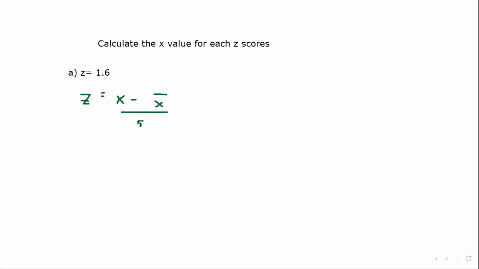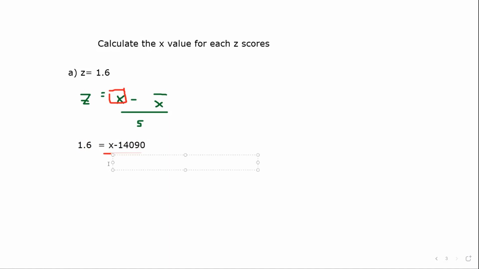Now, what we were doing in A and B was we had these three values on the right. We were looking for z. This time, we're going to have a z-score, a mean, a standard deviation, and we're going to be looking for this x here, okay? So in this case, we're going to set it up this way. We know what z is, 1.6. We don't know what x is, okay? So we're going to write x minus, we know the mean. The mean is 14,090. And we know S. S is 3,500.